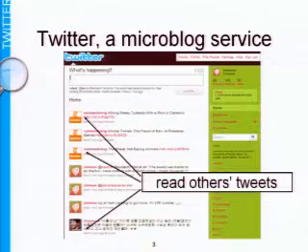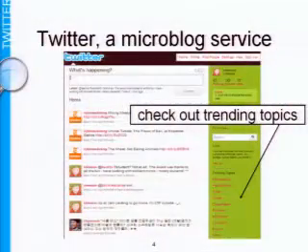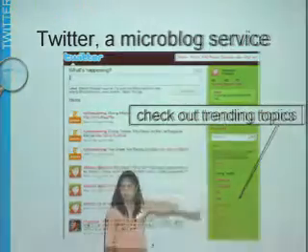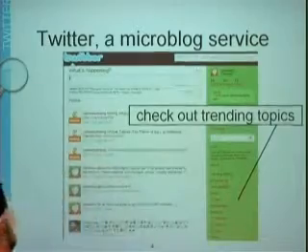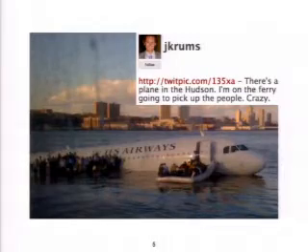Here, I'm following New York Times dining, so I get to read what the New York Times writes about dining, and some other people. Also, the Twitter homepage has a list of trending topics. Basically, it's the top 10, top 20 words that appear in all the tweets that Twitter receives. So you can check what other people are interested in and talk about. I think you've heard about lots of events that made Twitter very popular. One is the U.S. Airways jet crashing into the Hudson River, and the first photograph of the accident appeared on Twitter before even local news media got there.